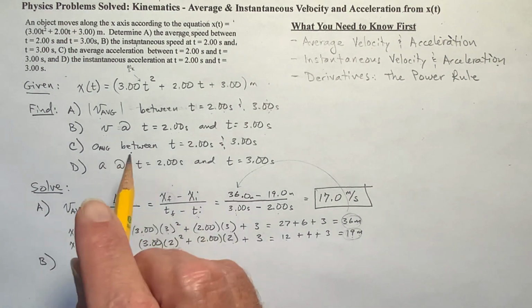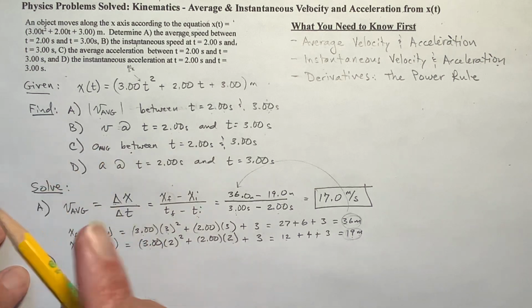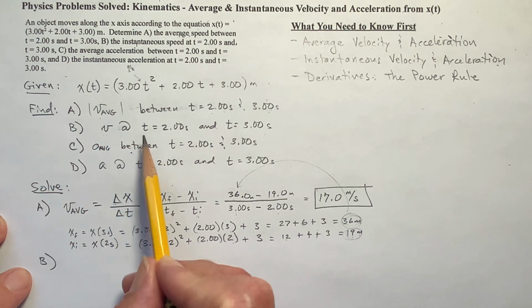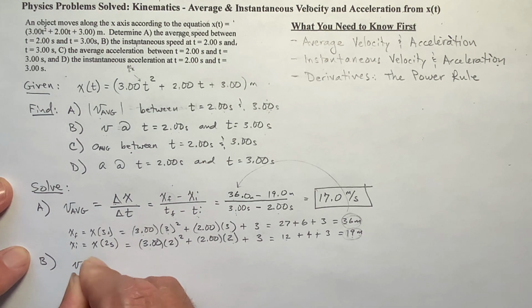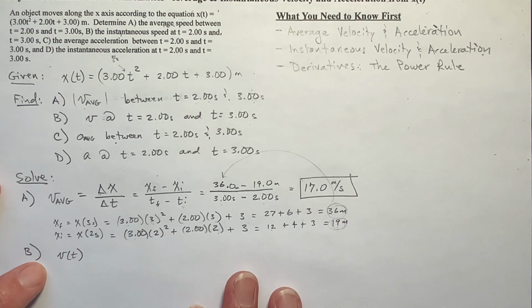All right, now here we're trying to find instantaneous velocities, and that has a different definition. To find the instantaneous velocity, we need the velocity as a function of time, and then we'll plug the times in to get those instantaneous velocities. So to do that, I need my velocity as a function of time.